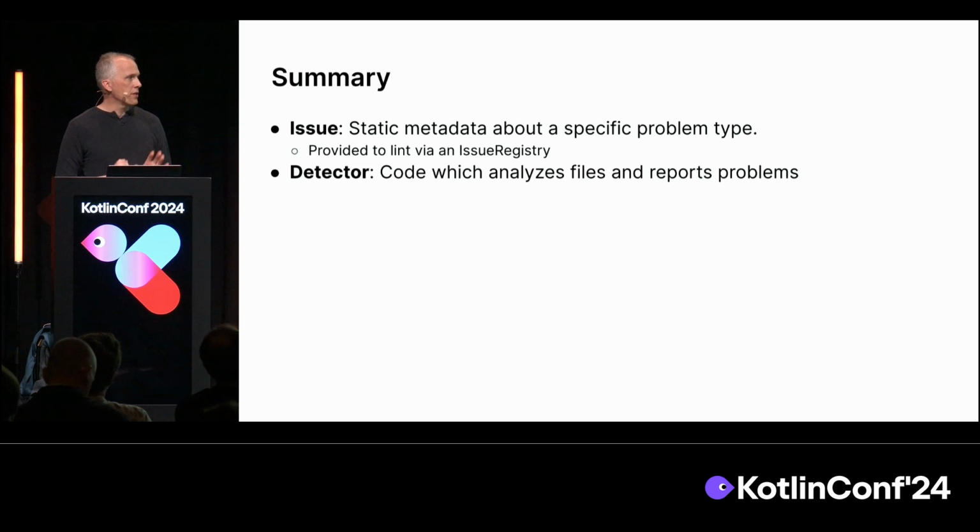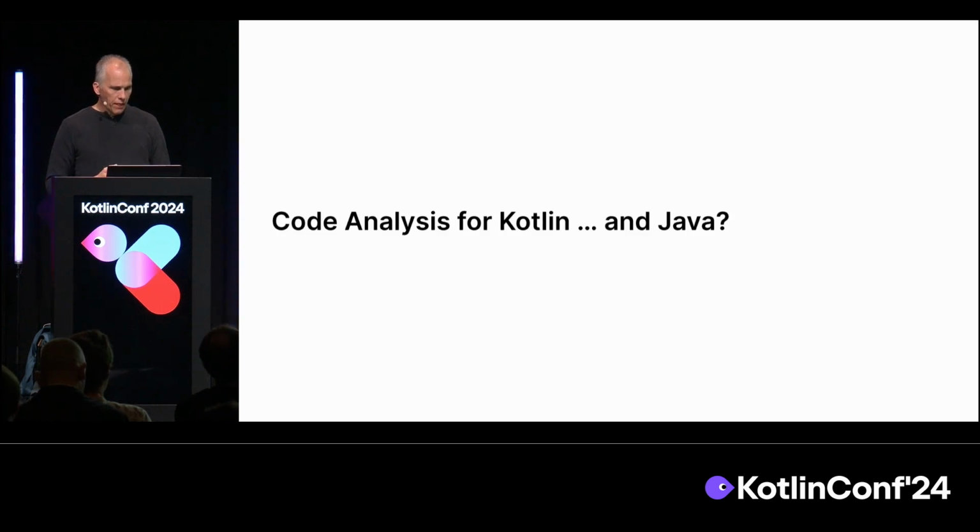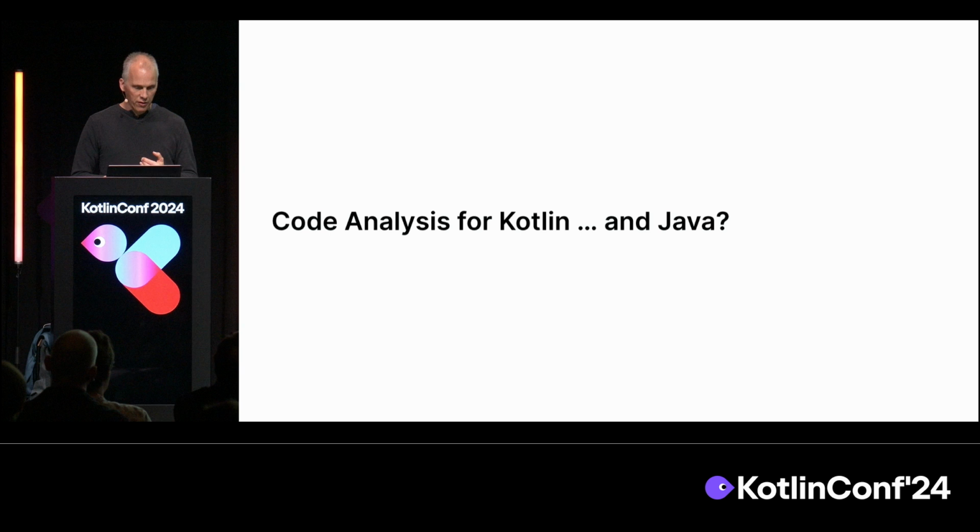So I glossed over the detection part. I picked a very simple example, but that's usually where all the hard work is. So let's dig into that. So I talked about how lint analyzes all kinds of languages. You can use DOM for XML, you can use ASM for bytecode, and so on. But this is Kotlin Conf, and we don't have a lot of time. So let's just narrow our focus to analyzing Kotlin and Java code.